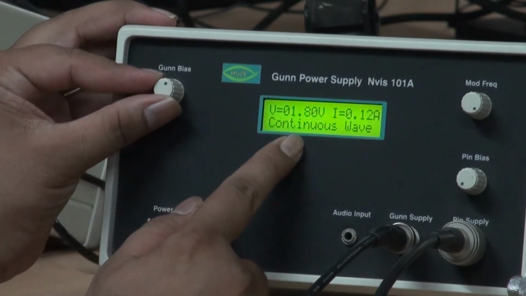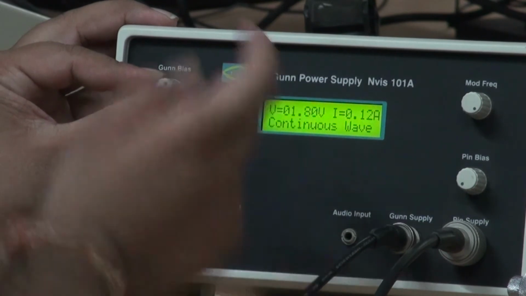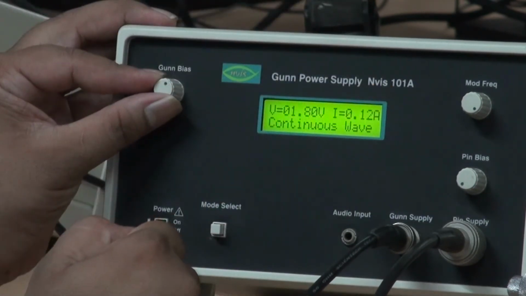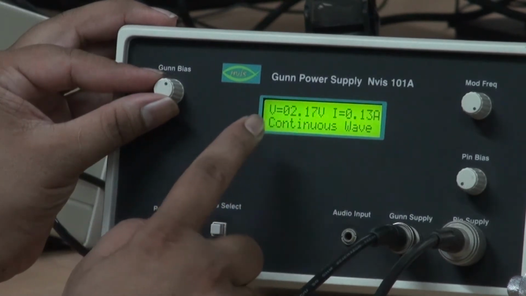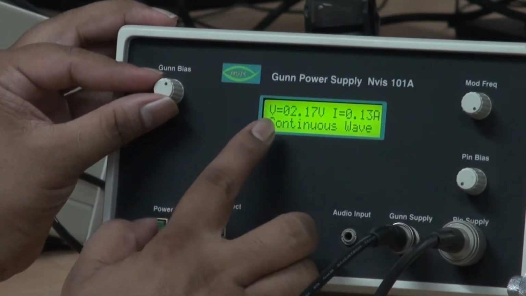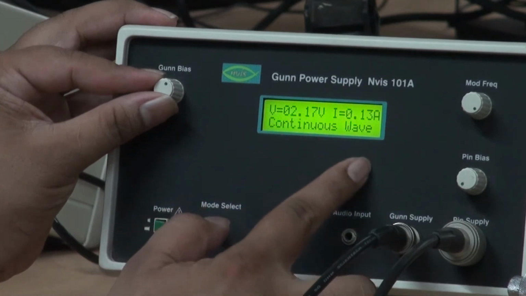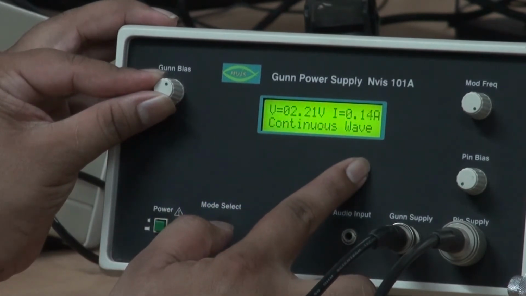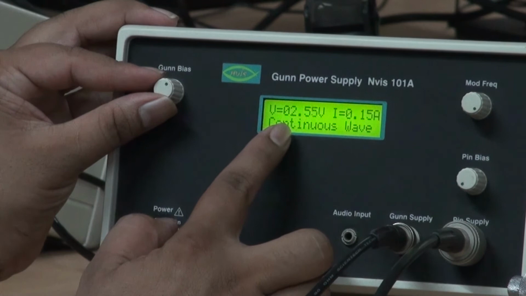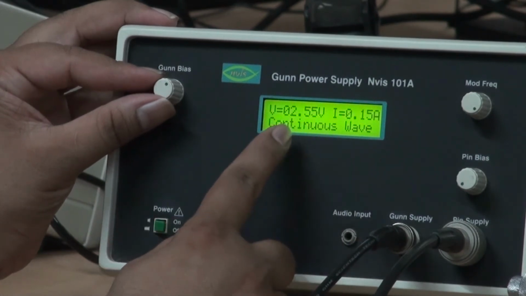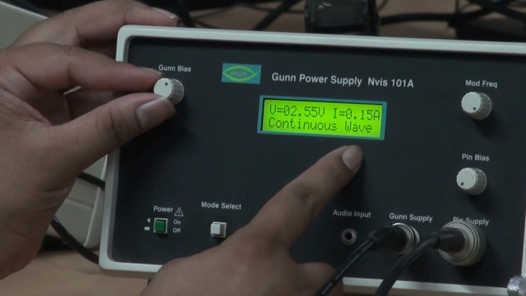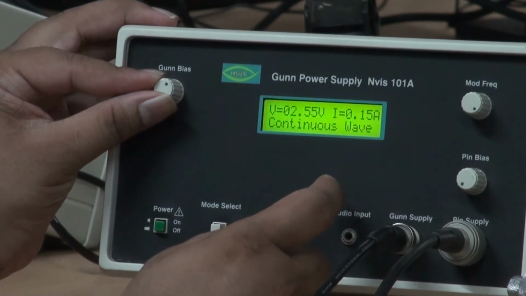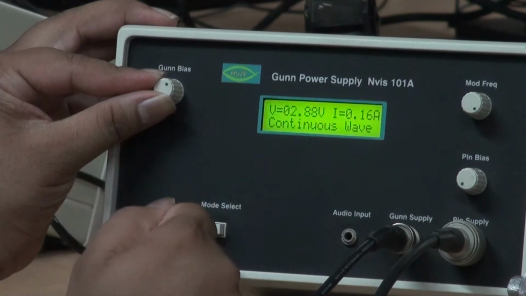At 1.8 volt, current is 0.12 ampere. Voltage increases, current also increases. At 2.5 volt, at that time, current is 0.15 ampere, which means current increases.